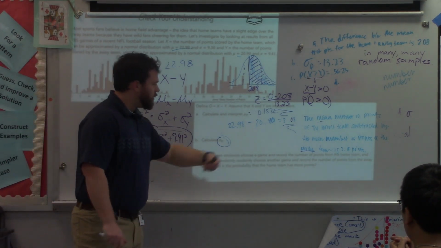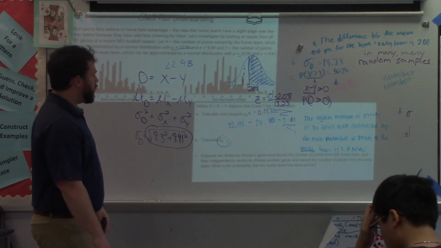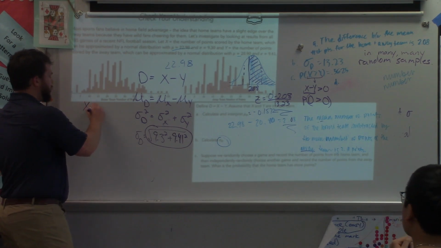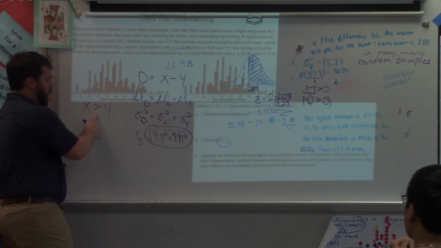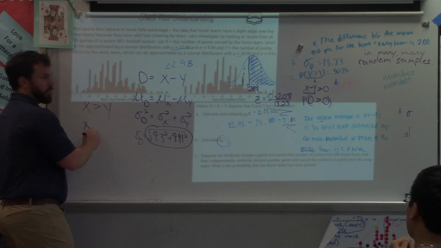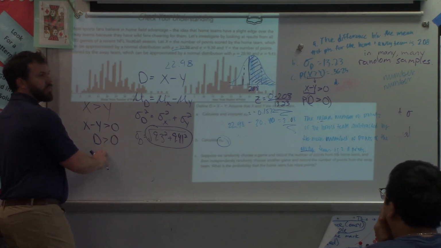Final detail. Please notice we randomly choose a game and record the number of points. This kind of question shows up a lot, and what we want is x to be greater than y, right? And I showed most groups this, but what does this imply? What's an alternate way to say this? They win. The difference of x minus y is greater than 0. And it's complicated when you have two random variables, but that is literally what we've just done, is find the difference and find the mean and the standard deviation.